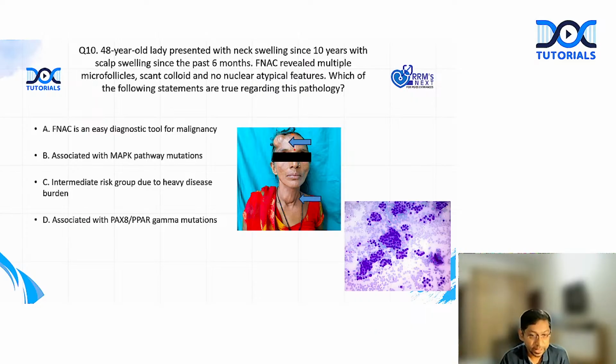Now, the follicular thyroid cancers, basically, if they have extension into less than 4 vascular foci, then they become low risk. If they have intravascular extension of more than 4 foci, then that becomes a high risk group. So there is no intermediate risk group in follicular thyroid cancer. And of course, association with PAX8 PPAR gamma mutation, that is the correct answer here.